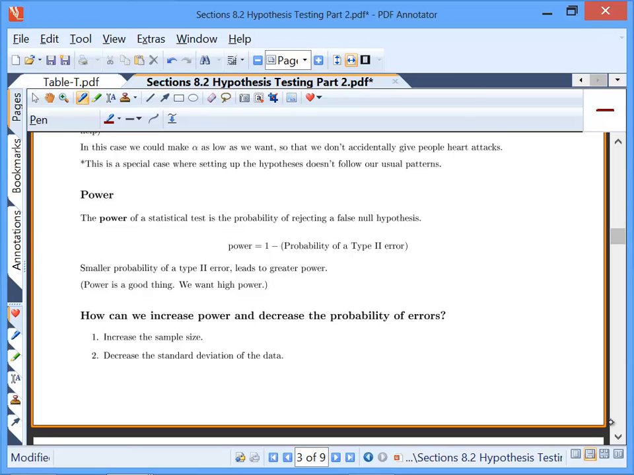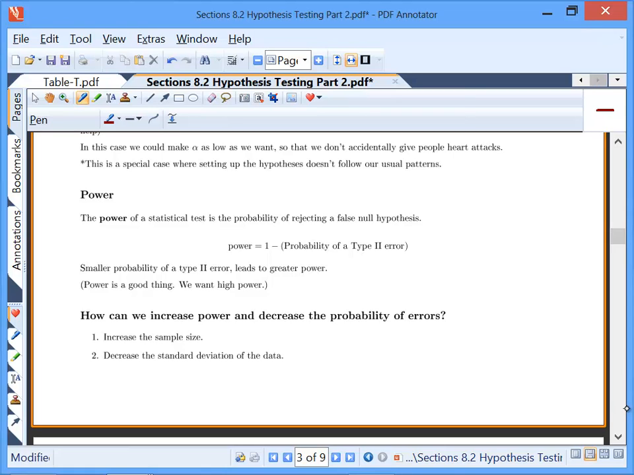The power of a statistical test is the probability of rejecting a false null hypothesis. If you have a false null hypothesis, you want to reject it. So power is a good thing, and you want to make your power as high as possible. You will notice that the power is 1 minus the probability of a type 2 error, because a type 2 error is the probability of failing to reject a false null hypothesis. So the smaller probability of a type 2 error leads to greater power. All you need to take out of the section is that power is a good thing and you want high power.